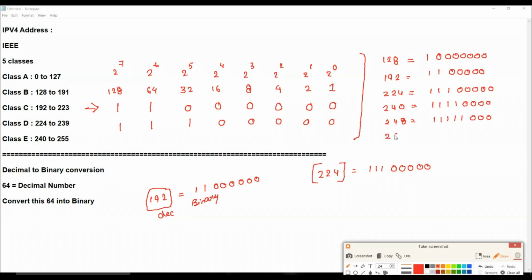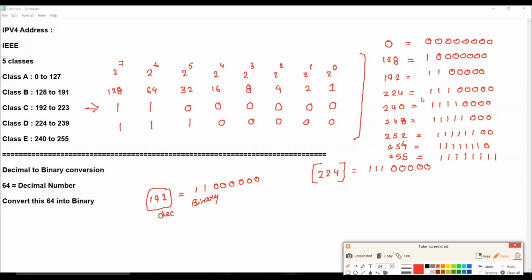Next is 254, which is basically 7 ones with a single zero. And the last value is 255, where all the bit values would be high: 1, 2, 3, 4, 5, 6, 7, 8. And if the value is 0, that means all the bits would be 0.